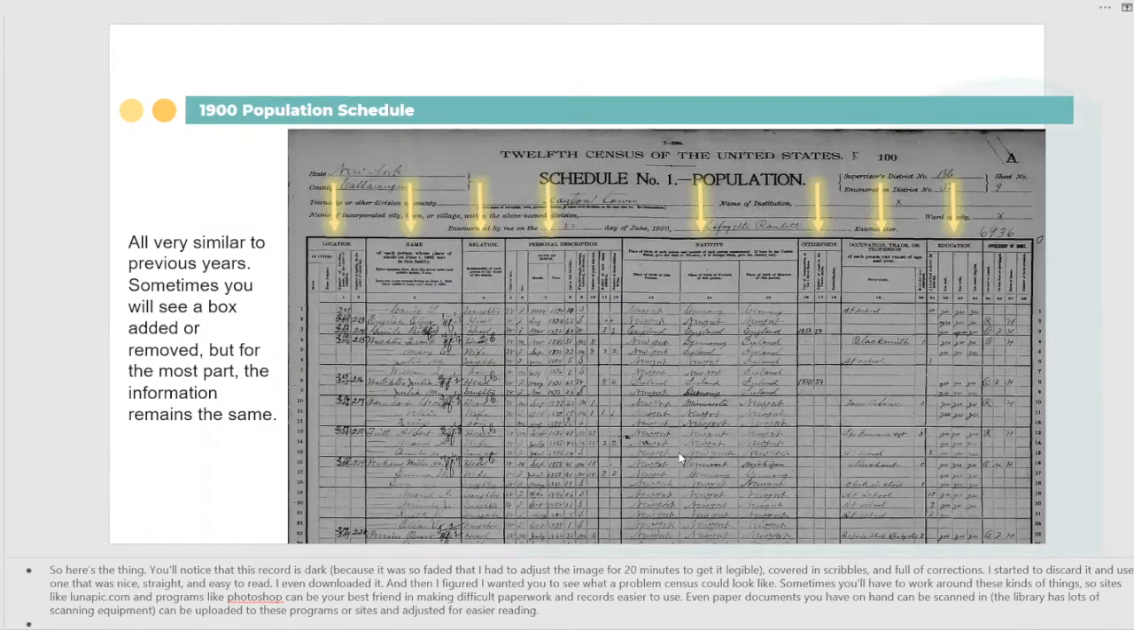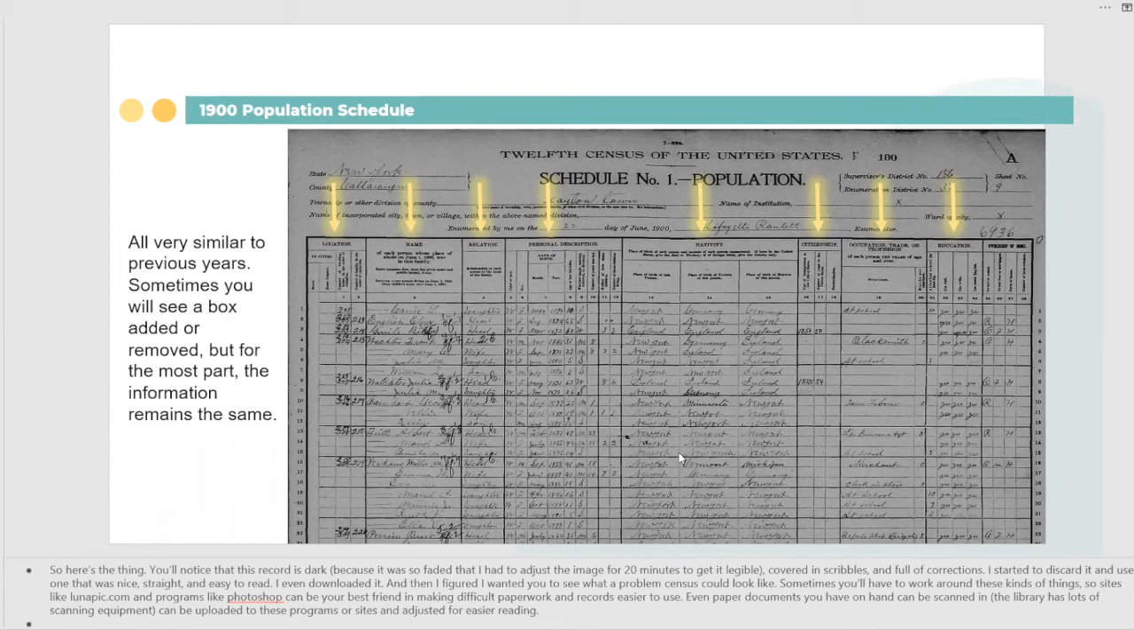All of this is going to be fairly similar to the previous years. As I said, we're not going to go into things that are pretty similar to the previous ones because we're trying to make up for time. But I do want to hit on some things that will help specifically in a particular kind of research. So we're going to notice a couple of things here. Number one, this record is really dark because the ink was faded. The census takers were supposed to use specific kinds of ink when they took these censuses.